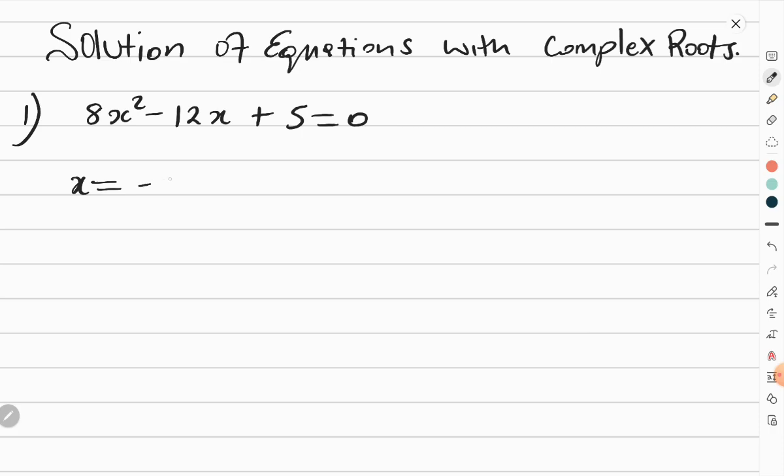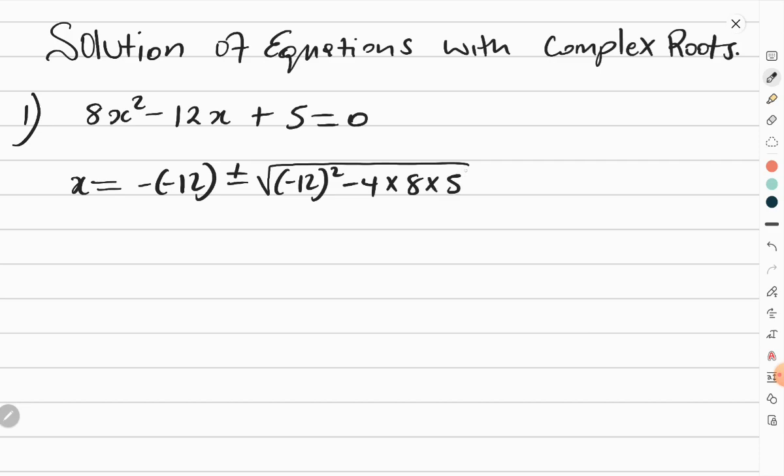Now we have negative b, our b is negative 12, then plus or minus the square root of negative 12 whole squared, then minus 4 times a times c, all divided by 2 times 8. So indeed we are going to be having 12, because negative times negative is just positive.